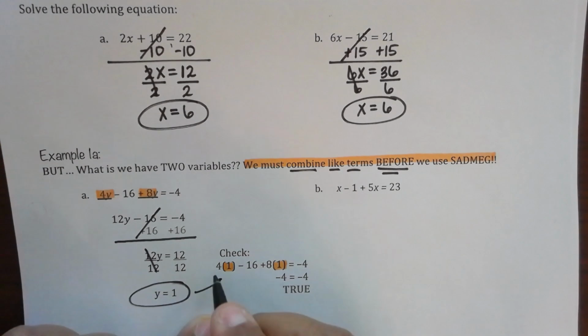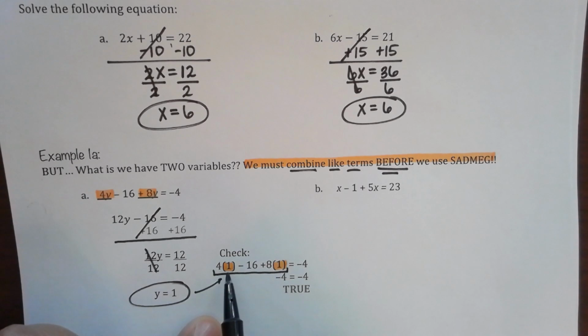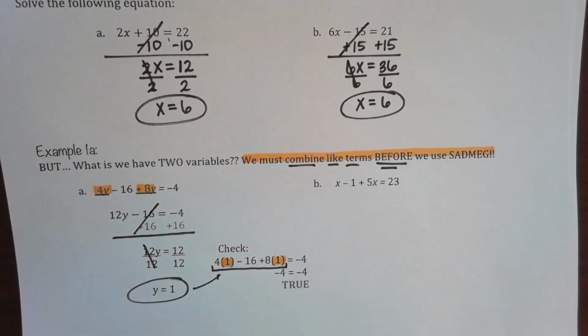So type in this line right here, just this piece. So type in 4 parentheses 1, close parentheses, minus 16, plus 8 parentheses 1, close parentheses. Jordan, type this in, baby. Kingston, make sure you type it in, honey.